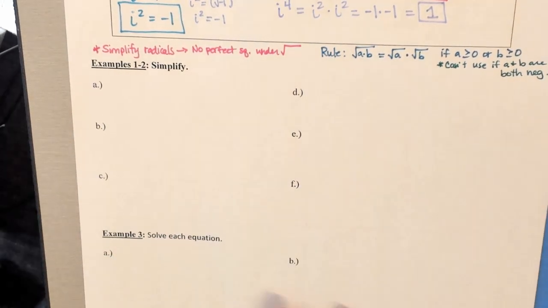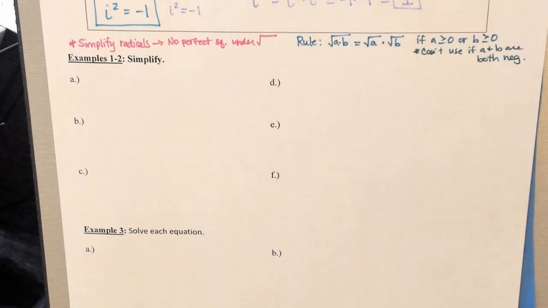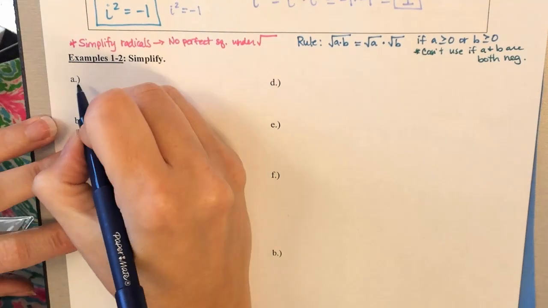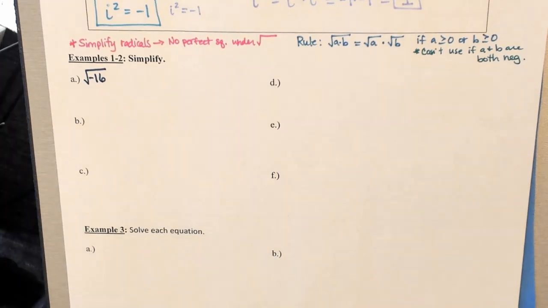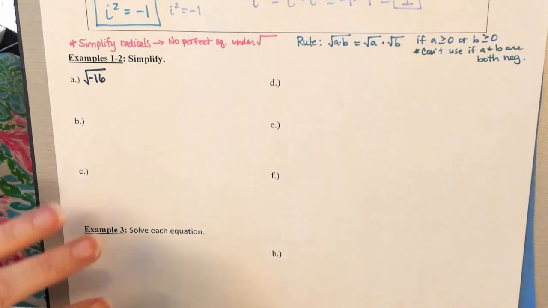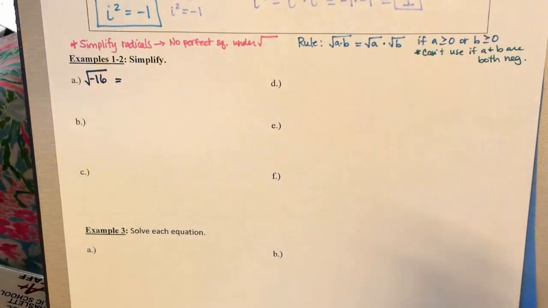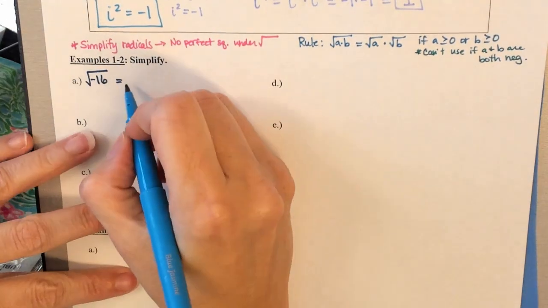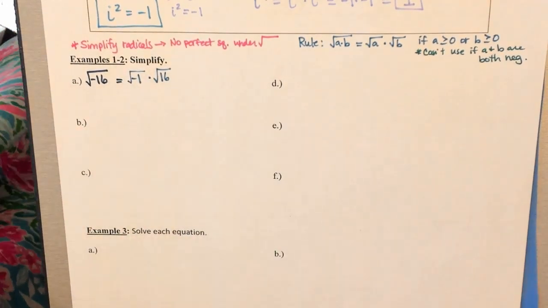Okay, so you can't use that if a and b are both negative. We're going to use something else for that. We're going to start off by doing the square root of negative 16. So you can rewrite this as the square root of negative 1 times the square root of 16.